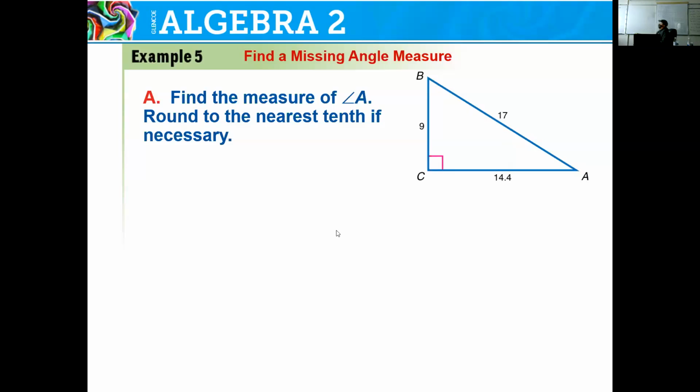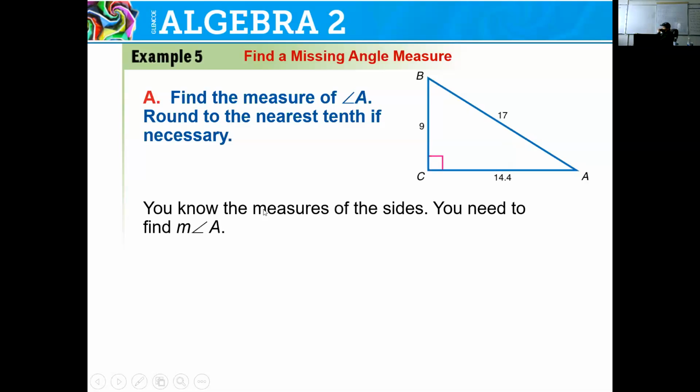Great. All right, so trying to find the measure of angle A, we want to round to the nearest tenth. We can pick any one of our ratios. We could use cosine inverse and have 14.4 over 17. We could use sine inverse and go 9 over 17. Any of those are going to give you the same answer. The key is we'll use the calculators for these.